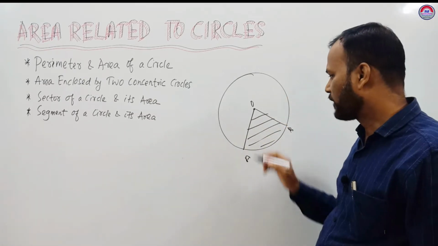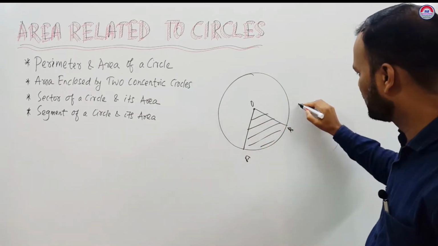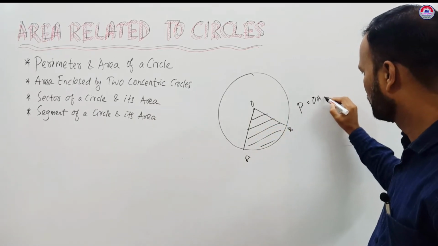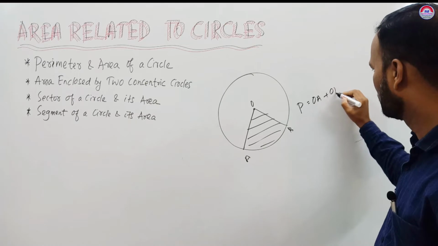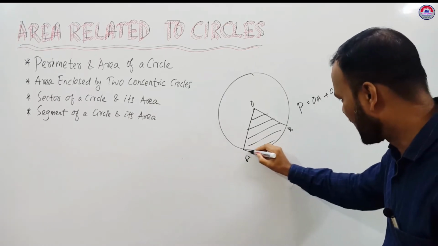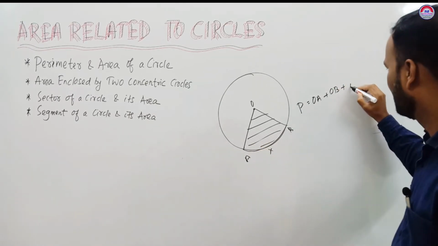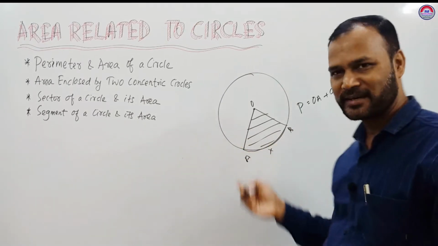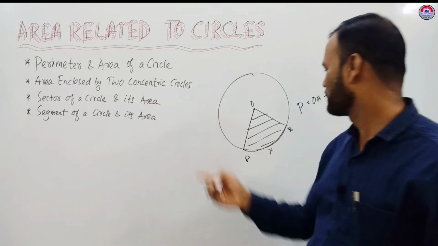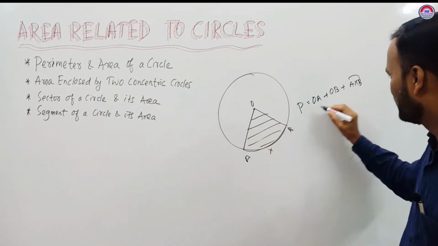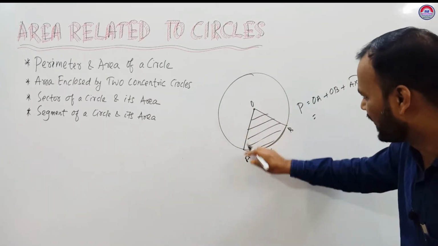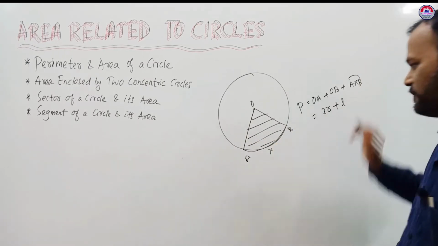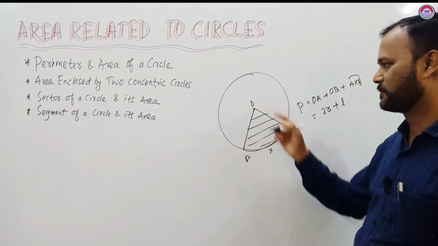Okay. To find the perimeter of a sector, what do we write? OA plus OB plus this arc AXB. So how to find the length of the arc? We will discuss that. The perimeter is OA plus OB. OA means R, so R plus R is 2R, plus the arc length, which you can write as L. So this is the perimeter.